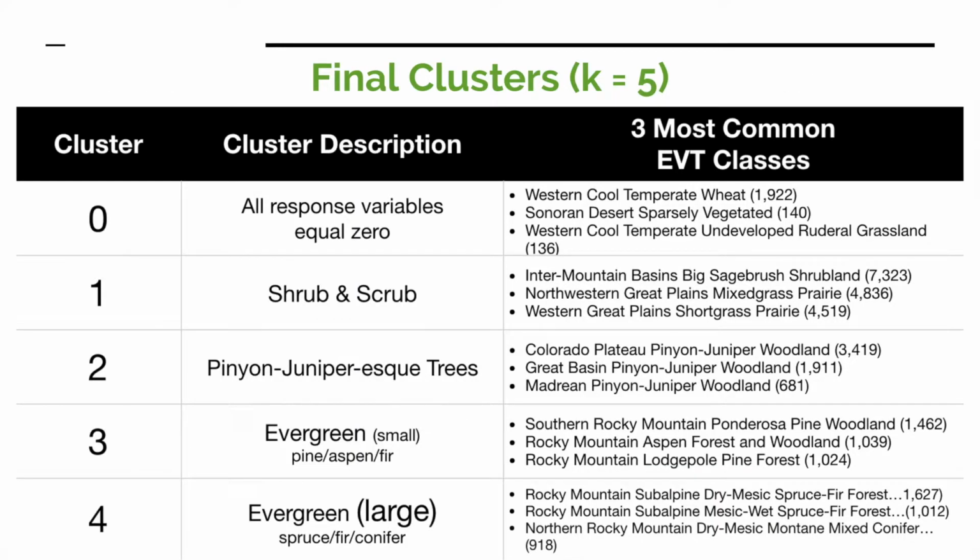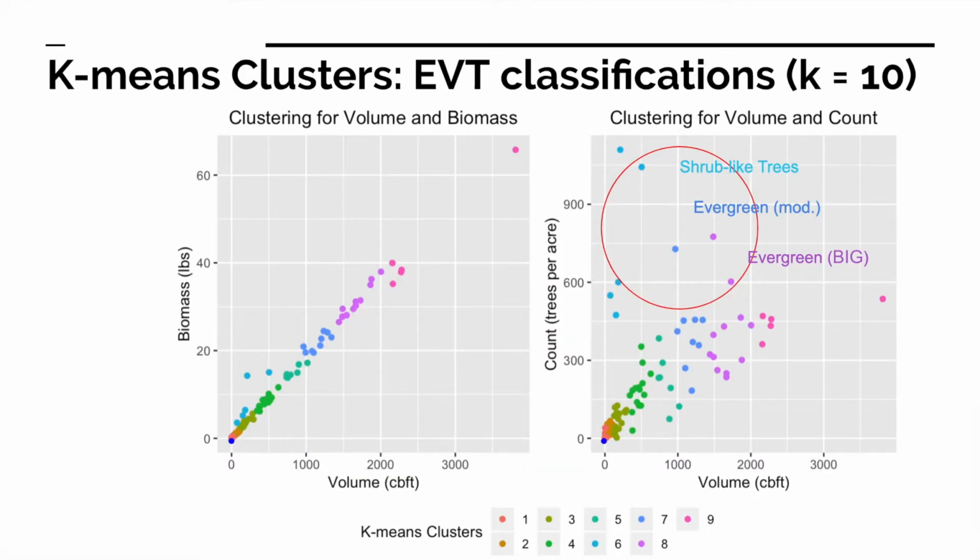This table also captures additional information about each of the clusters in our k equals 5 scheme, including a more in-depth cluster identification, and in the rightmost column, a list of some of the most common former EVT classes which now find a home inside our new groupings. We also opted to create a scheme with 10 separate clusters, or where k equals 10. We can see here the 9 color-coded k-means created clusters, and then the dark blue dot representing the 0 cluster at the origin once more.